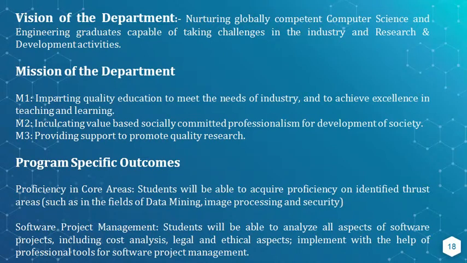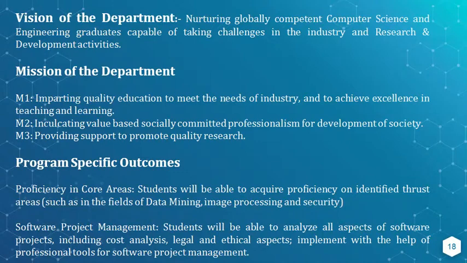Program specific outcome is only related to UG engineering, computer science and engineering. That is program specific outcomes. Program outcomes are general and the same for all the engineering branches. Program specific outcomes will be branch wise or department wise.